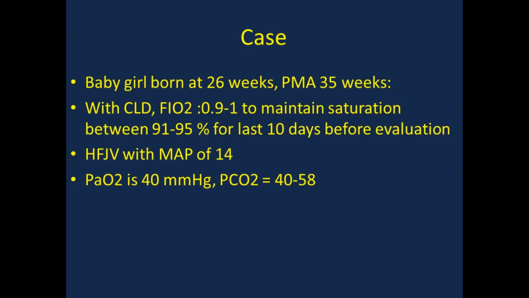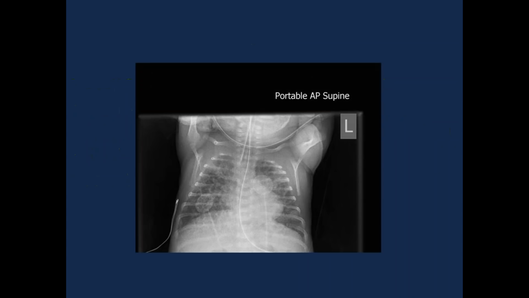A baby girl born at 26 weeks, postmenstrual age 35 weeks, with chronic lung disease. FiO2 of 90% to 100% to maintain saturation between 91 to 95% for almost the last 10 days. She stayed on 100% oxygen for almost 10 days. Complete washout of the nitrogen, that's one issue, and exposure of the lung to 100% oxygen for more than 10 days. On high frequency jet ventilation, mean airway pressure of 14, partial pressure of oxygen in the arterial blood was 40 millimeters of mercury, and partial pressure of carbon dioxide was 40 to 58.